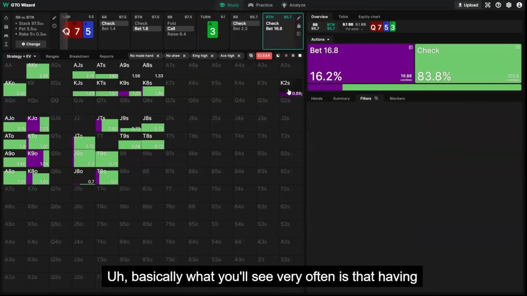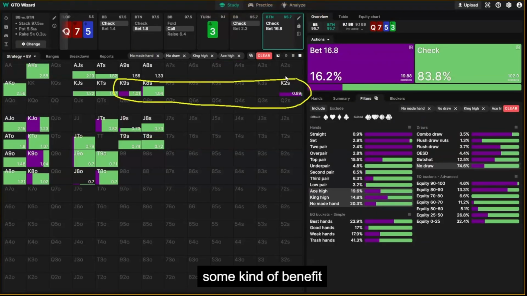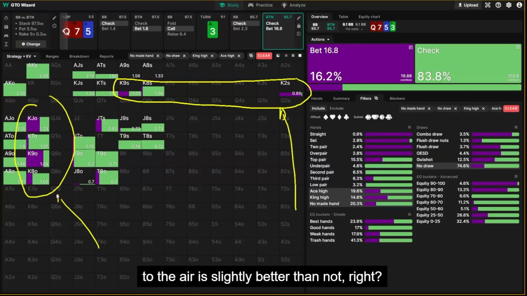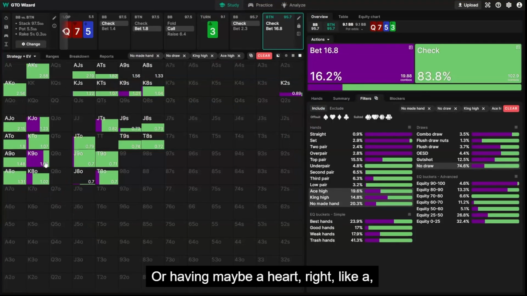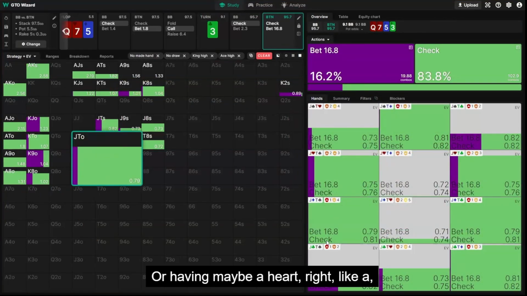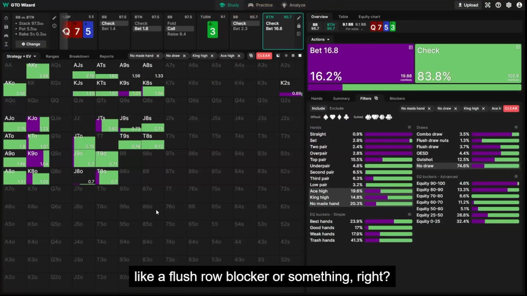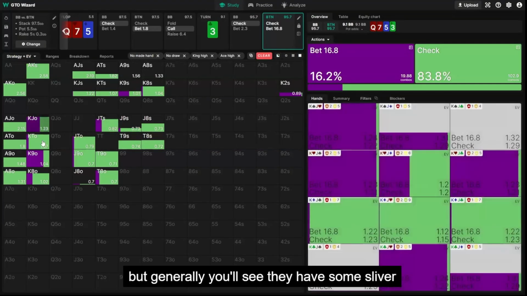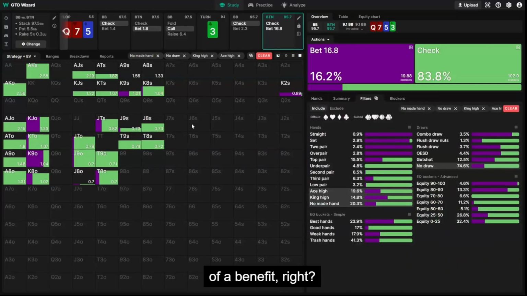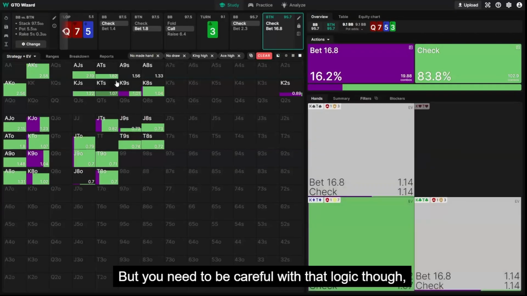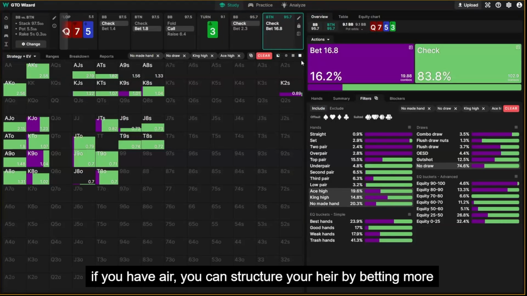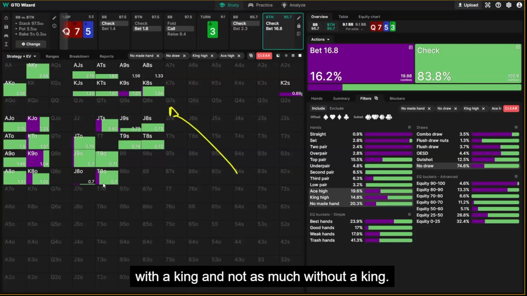Basically, what you will see very often is that having some kind of benefit to the air is a little bit better than not, right? So having one overcard to the air is slightly better than not, right? Or having maybe a heart, like a flush draw blocker or something. Sometimes you will see bets with complete dust, but generally you will see they have some sliver of a benefit, right? But you need to be careful with that logic though, because right now I'm just saying, okay, if you have air, you can structure your air by betting more with a king and not as much without a king. That could be your logic for betting with air.